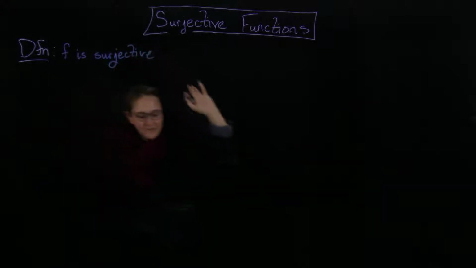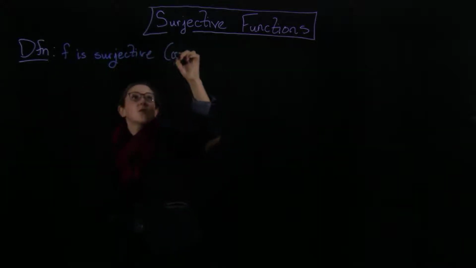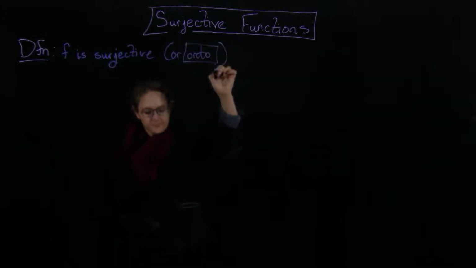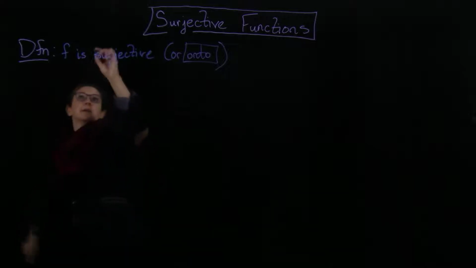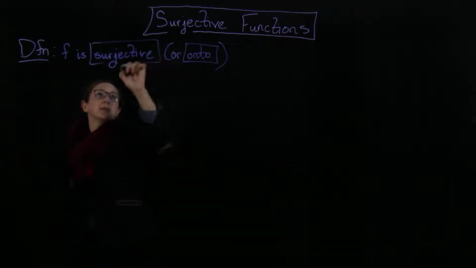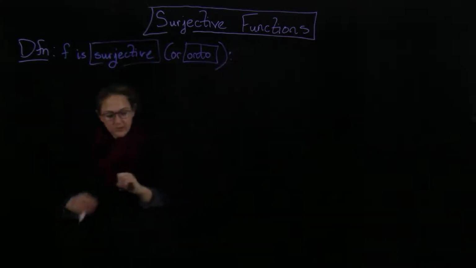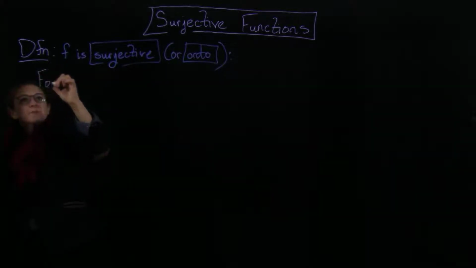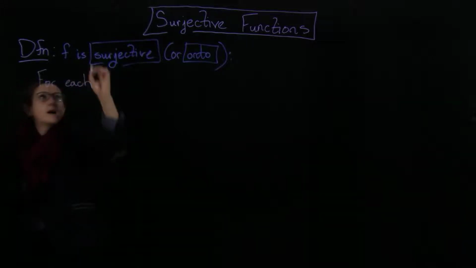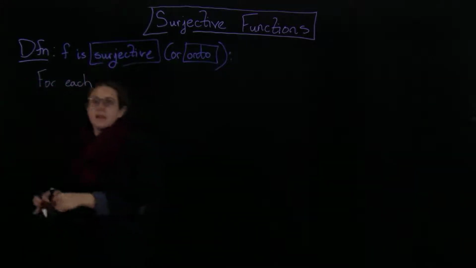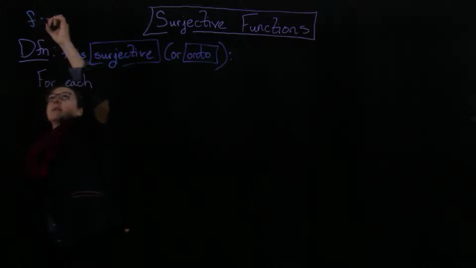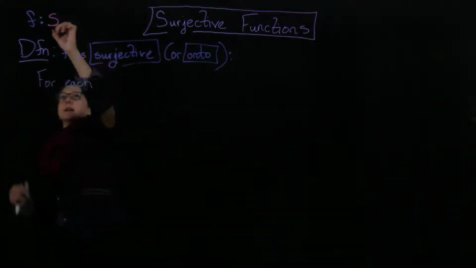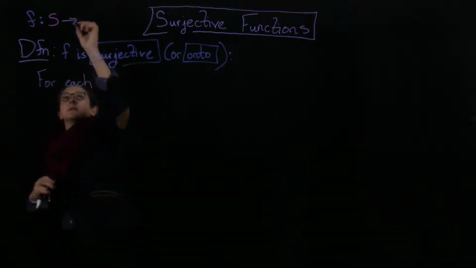Another name for surjective, and it's good to know this, is onto. So these mean the same thing. I also wanted to box this. What does it mean to say that f is surjective or onto? f is going to be a function that runs from S to T.